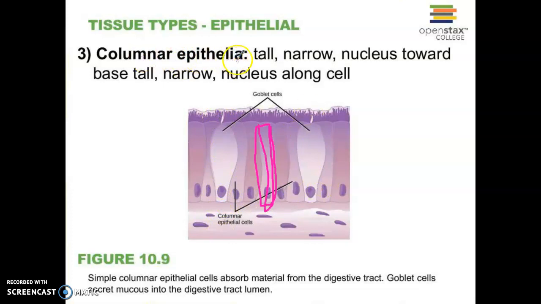Some of these columnar epithelial have specific shapes. These are actually called goblet cells. That's one specific shape of these columnar epithelial. And they look kind of like a wine goblet. That's where the name comes from. And these are just straight up columnar. They don't have that goblet shape. Kind of the same thing, just slightly different shape of the same thing. So we give it a specialized name if they're shaped like a goblet, but they're still columnar epithelia.